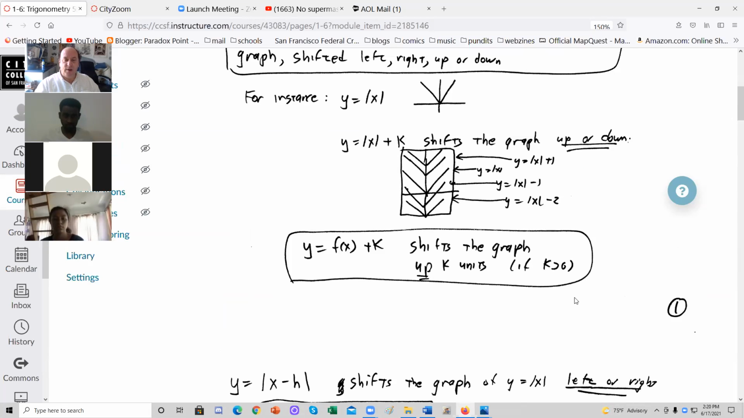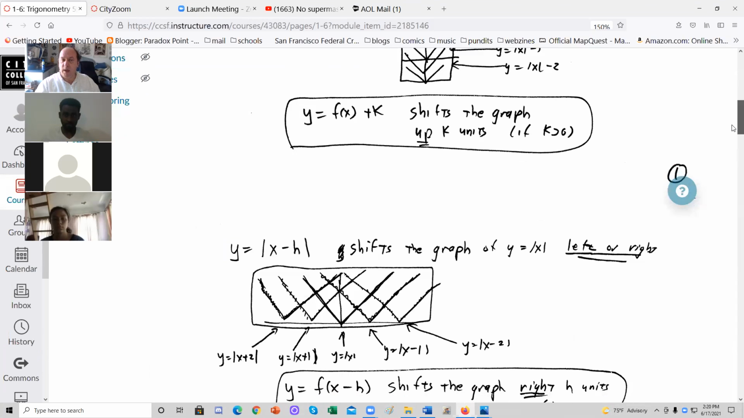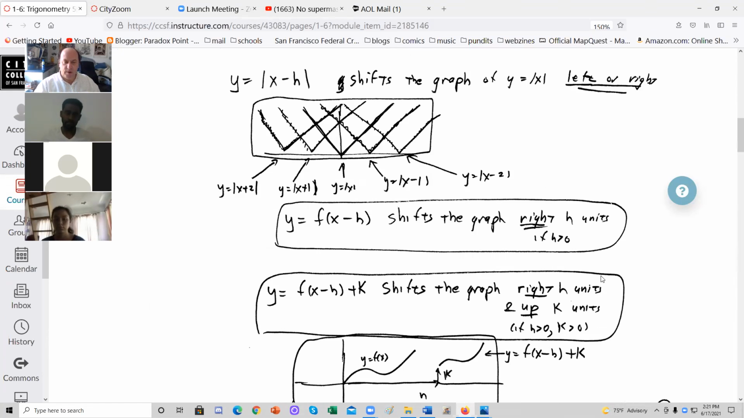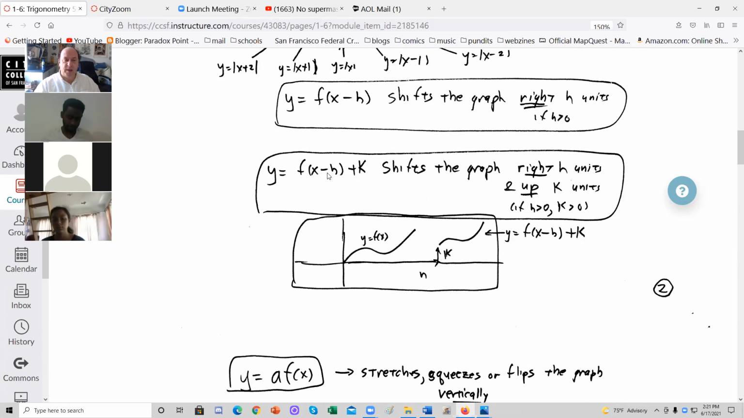is positive. Now notice a little difference here. Namely, if k is positive, f of x plus k shifts it up. If h is positive, y equals f of x minus h shifts it right. So there's a kind of a reversal outside and inside the function. And if you do both, f of x minus h, plus k, shifts it right h units and up k units if h and k are positive, left and down if they're negative. So let's say here's a graph of y equals f of x, then y equals f of x minus h plus k is shifted right h, up k to make this graph.